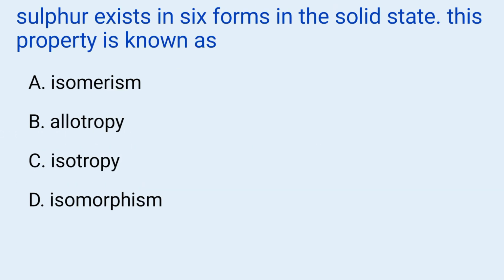Next question. Sulfur exists in 6 forms in the solid state. This property is known as A. Isomerism, B. Allotropy, C. Isotropy, D. Isomerism. The correct answer is option B, allotropy. Allotropy is the phenomenon whereby an element exists in different forms.